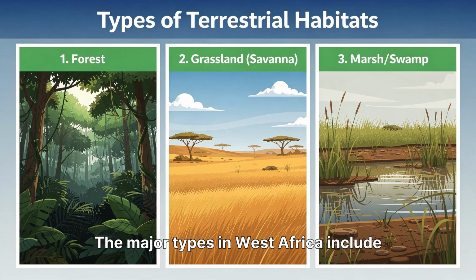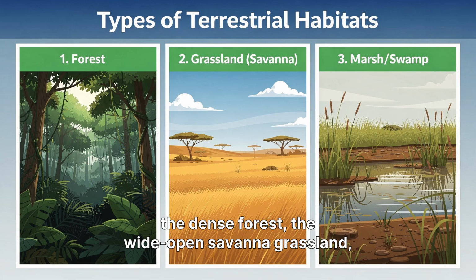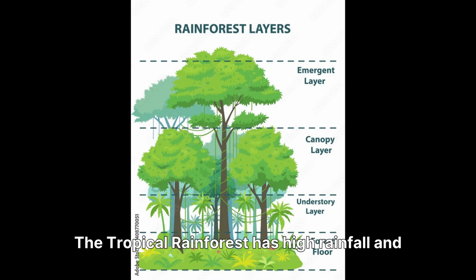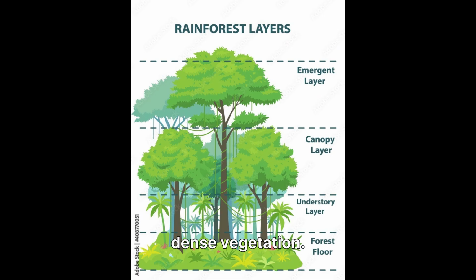The major types in West Africa include the dense forest, the wide open savanna grassland, and the waterlogged marsh or swamp. The tropical rainforest has high rainfall and dense vegetation. WAEC secret: those very tall trees that grow above the main canopy are called emergents, labeled WAEC 2019.